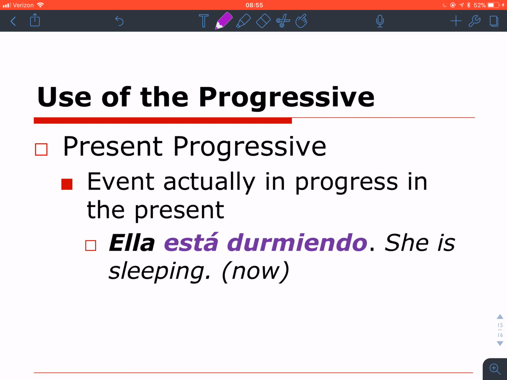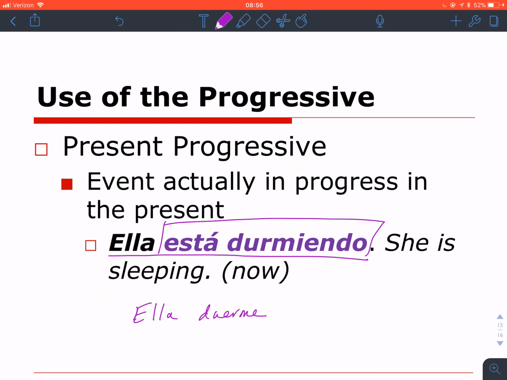And here we have the use of the progressive. It's an event actually in progress in the present. Ella está durmiendo. Now, by virtue of using está durmiendo as opposed to ella duerme ahora or ella duerme pronto, ella está durmiendo is only eligible for now and progressing. That's it. If I were just to use ella duerme ahora, that could be now.